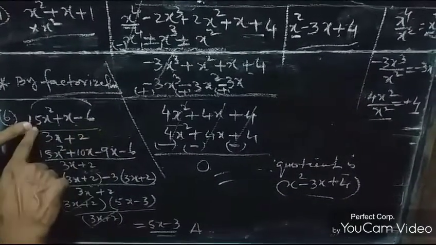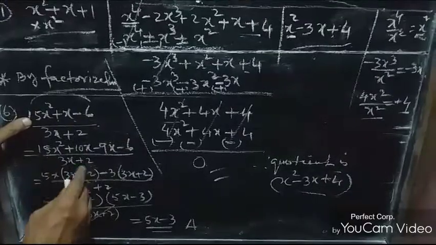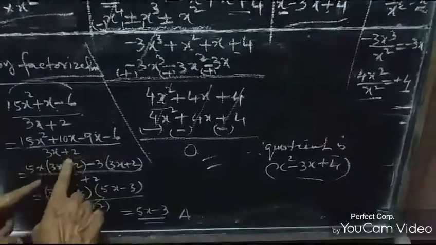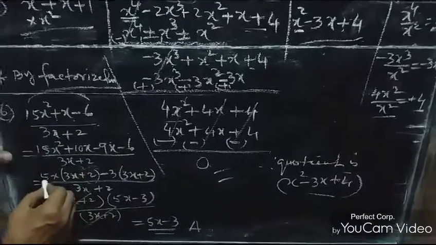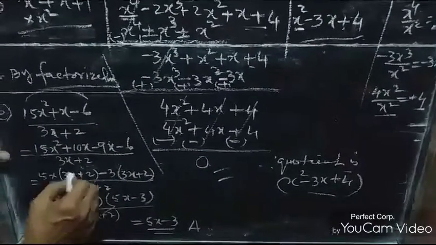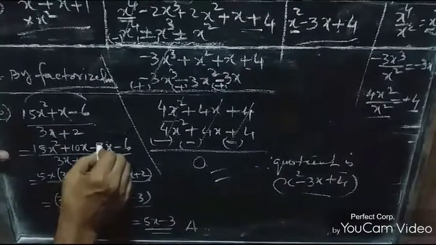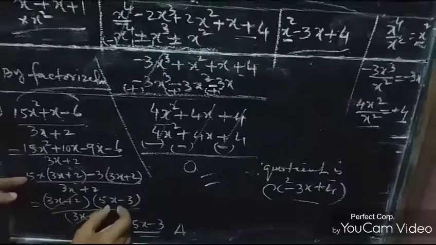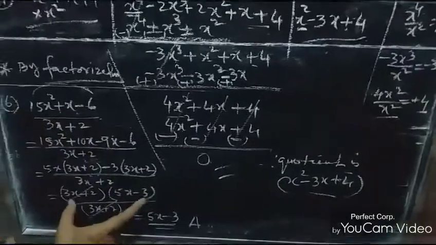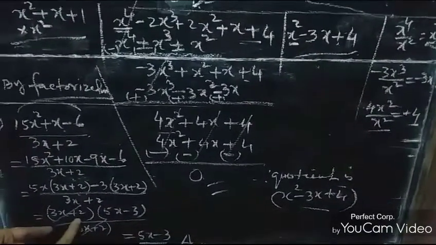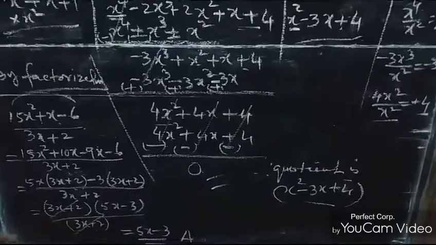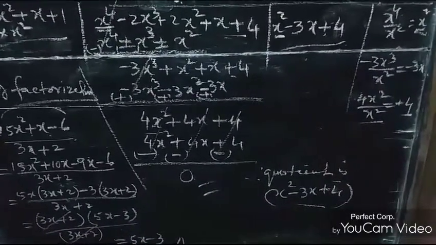See here 15 into 6, it will be 90. 90 can be split into 10 plus minus 9. So it has come x. So from this, 5x is common, 3x plus 2, minus 3 is common, 3x plus 2. So 3x plus 2 is common, then 5x minus 3. So this expression is converted into the product of these two parts. Now this is divided by 3x plus 2, so it will be cut off. The remaining will be 5x minus 3.